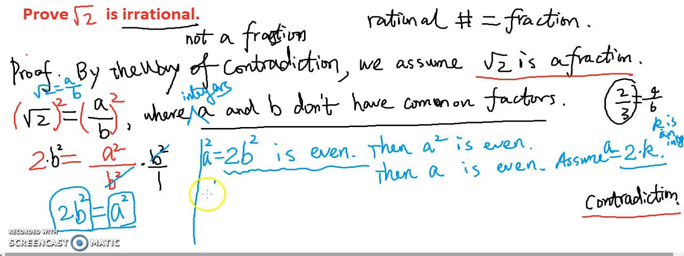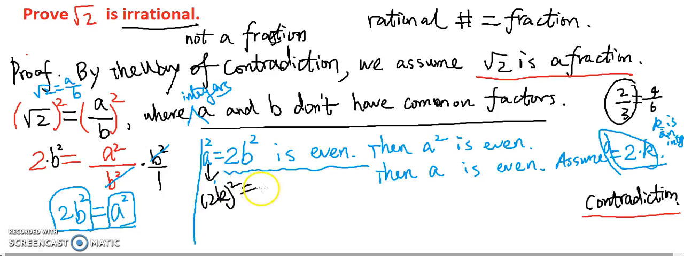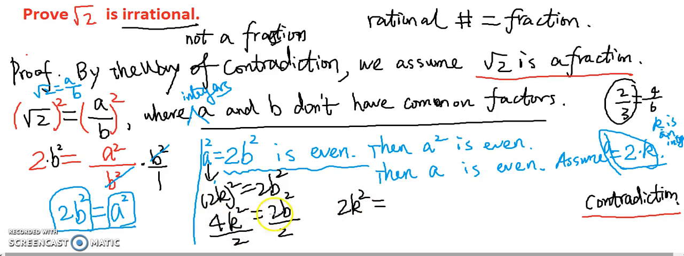Next we're going to plug this expression a equals 2k into our equation again. So a right here, I'm going to replace it with 2k, and the right side we copy, 2b squared. Now use algebra again. 2k squared equals 4k squared, equals 2b squared. And we divide both sides by 2. So on the left side, 2 cancels 4, we end up with 2k squared on the left, and 2 cancels 2, so we just get b squared on the right side.